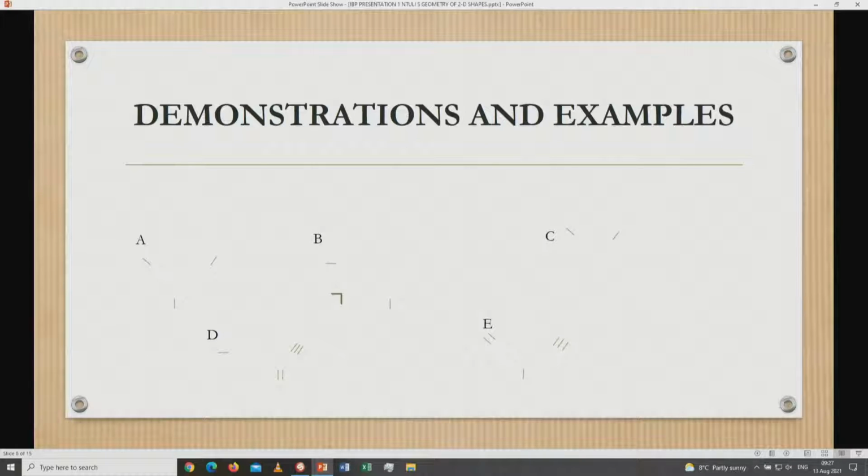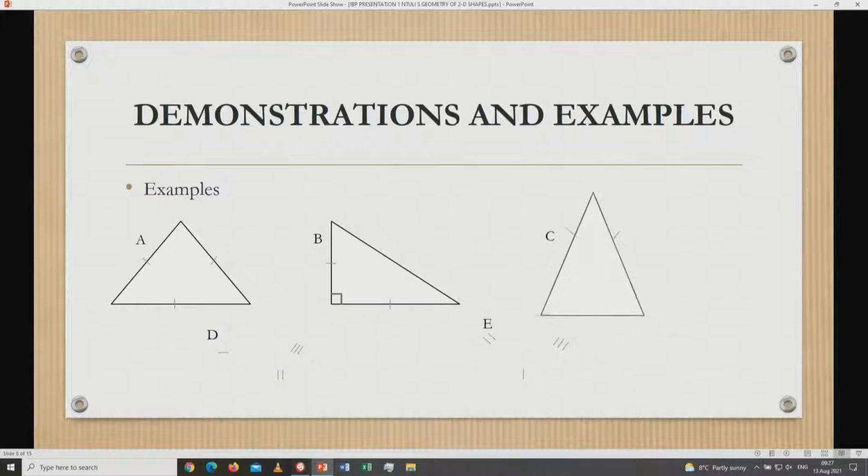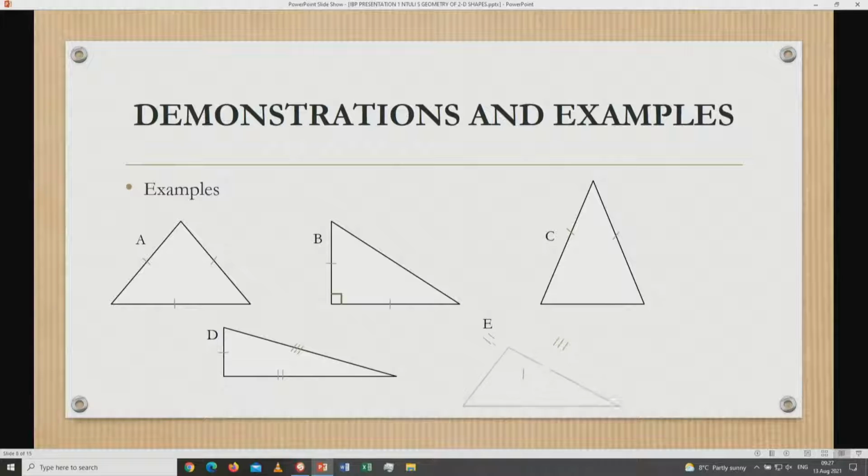Right. Let us observe the following demonstrations. Looking at the following examples, there we have the first triangle, which is labeled triangle A. We have triangle B. We have triangle C. And we have triangle D. And also we have triangle E.